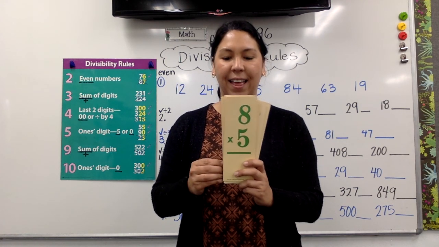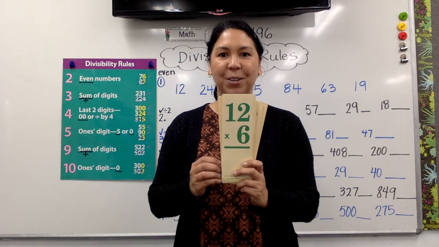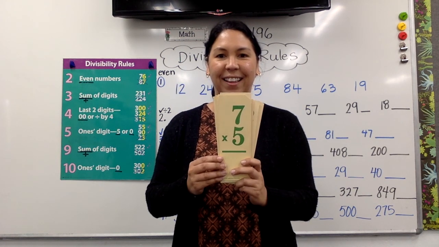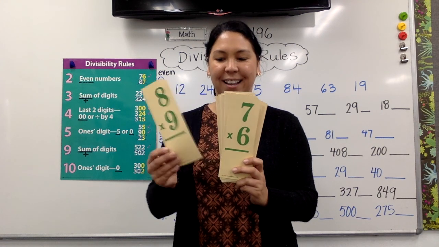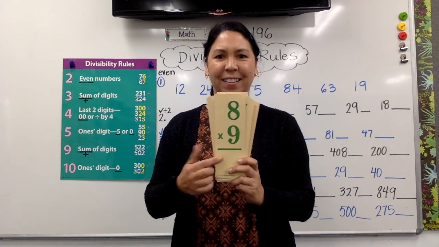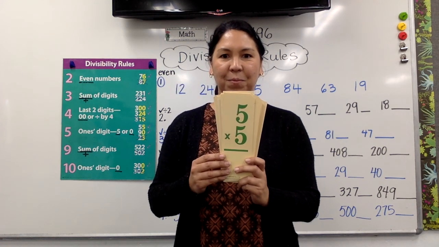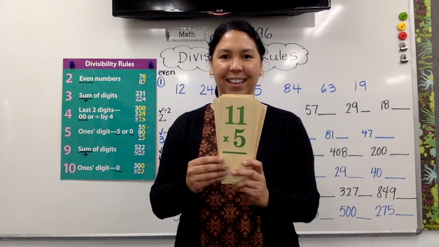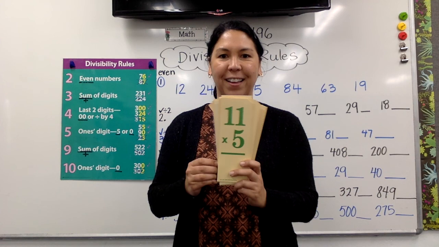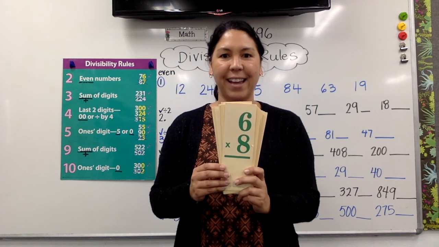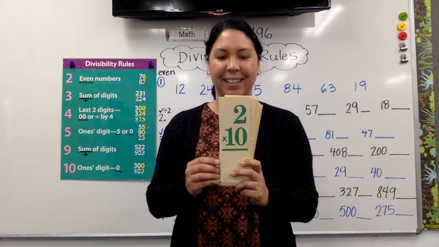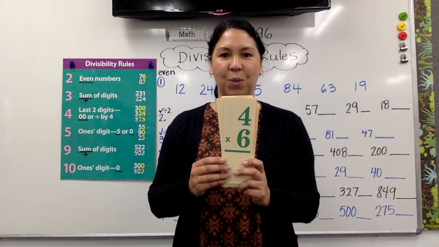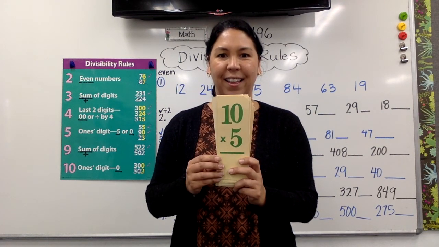Next one. 40. 72. 35. 42. 72. Getting this one a lot. 25. 55. 48. 6 times 8 is great, 48. 20. 24. 50.